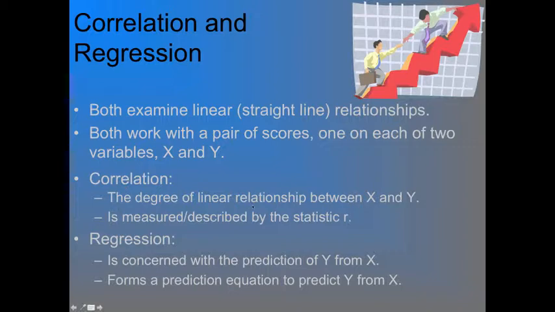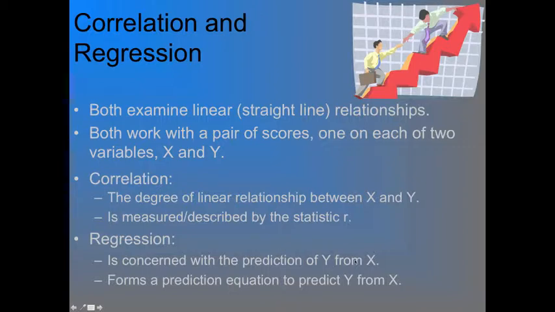Correlation is the degree of linear relationship between x and y. It's measured or described by the statistic R. Regression is a little different. It has to do with prediction instead of description. So correlation describes a relationship, and regression is all about prediction. Regression is concerned with predicting y from x.